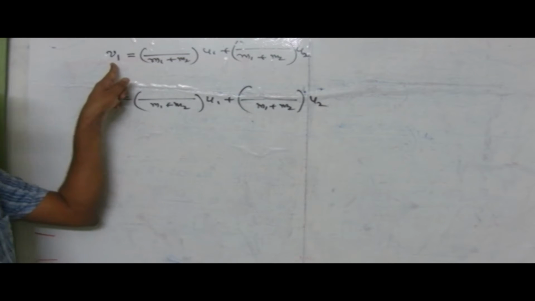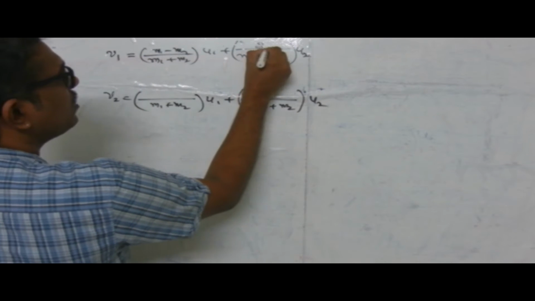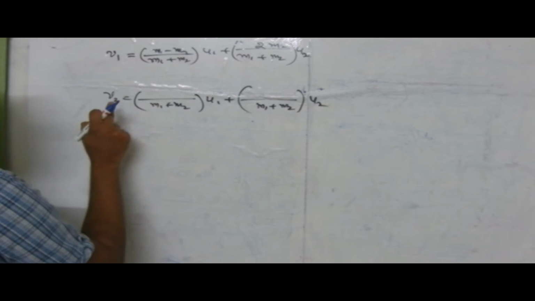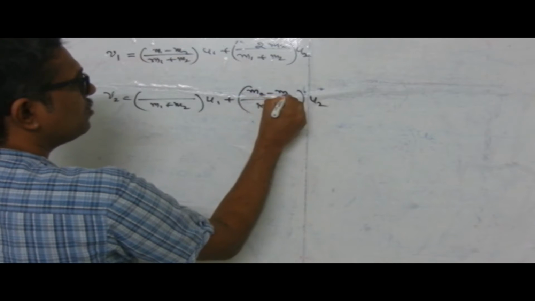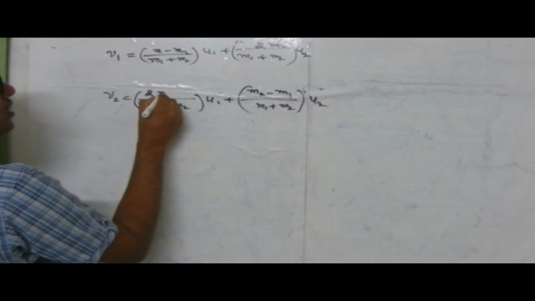Then take the highest priority for v1. Therefore, you can write down m1 minus m2. Here 2 into what? m2 you can write down. In this case, take highest priority for v2. Therefore, u2 only you write down here, m2 minus m1. Here you write down 2 into m1. So like this we have to write down here.